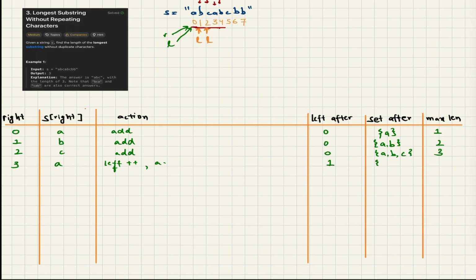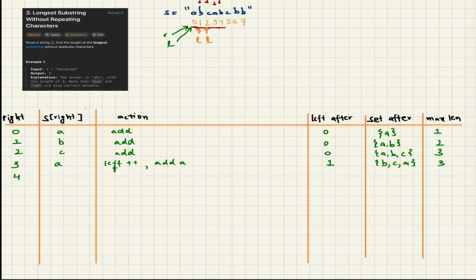Once this A is gone, I will add the next A. So now my set will become BCA. The old A is removed and the new A is added. Maximum length till now is still 3. Now my r is equal to 4.